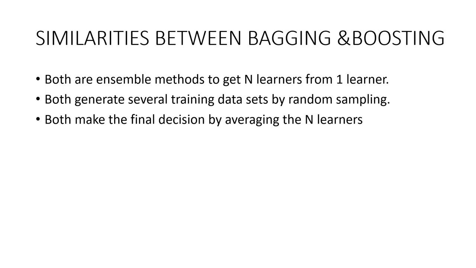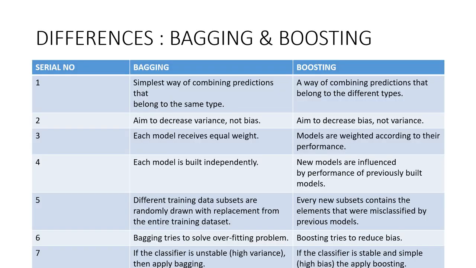Similarities between bagging and boosting: both are ensemble methods to get n learners from one learner. Both generate several training data sets by random sampling. Both make the final decisions by averaging the n learners. These are all the differences between bagging and boosting.